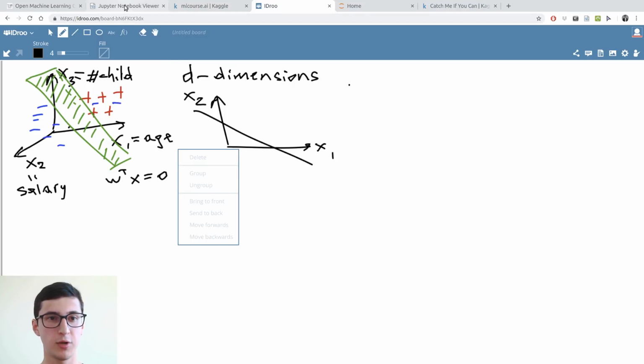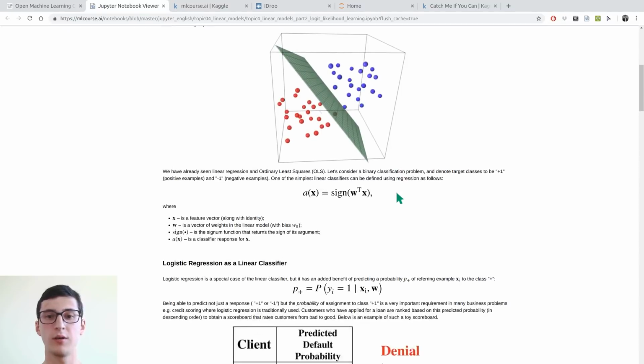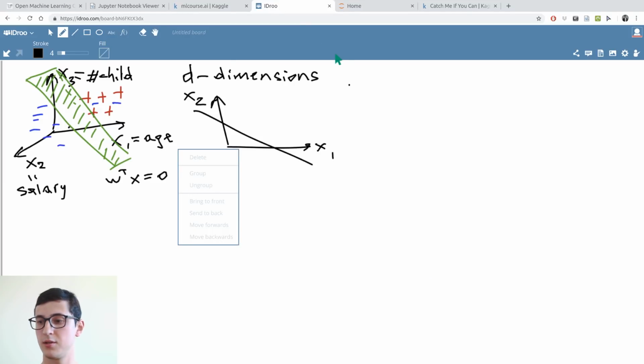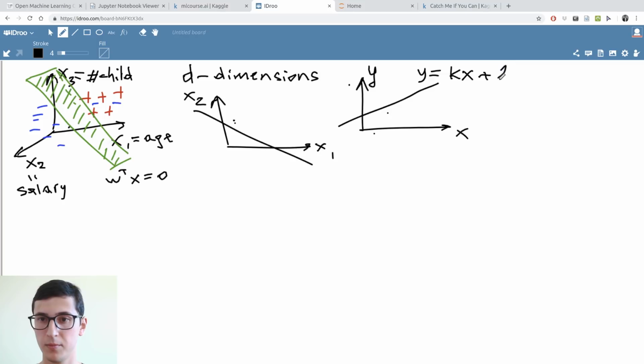So if we switch back to our material, we'll see that a linear classifier is described by an equation: sign of W transposed x. So let's dig into it. What does it mean? I'll start with an equation of a line. From school we're familiar with a really simple expression: if we've got a y-axis and an x-axis, a line can be described with y equals k multiplied by x plus b.